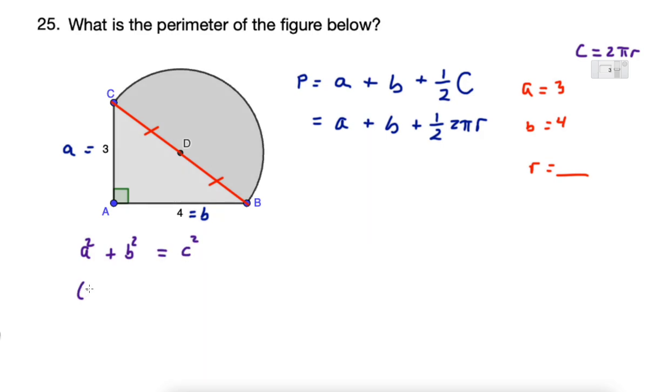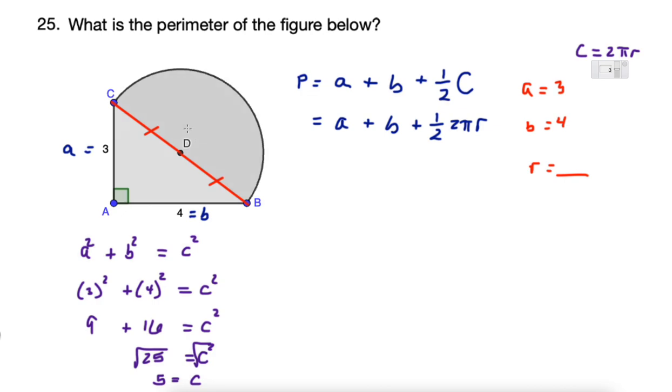So we've got 3 squared plus 4 squared equals c squared. I hope you are starting to recognize this Pythagorean triple, this 3, 4, 5 right triangle. Because when we solve for c here, we get 5. So this length is 5, which means our radius is 2.5, because the radius is half the diameter.